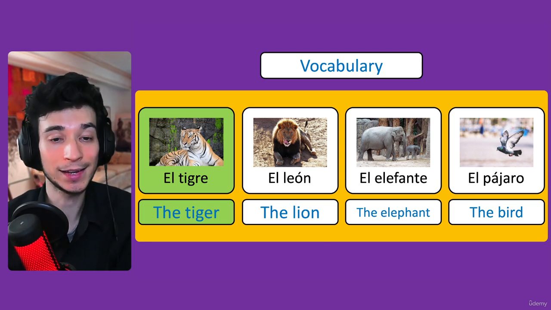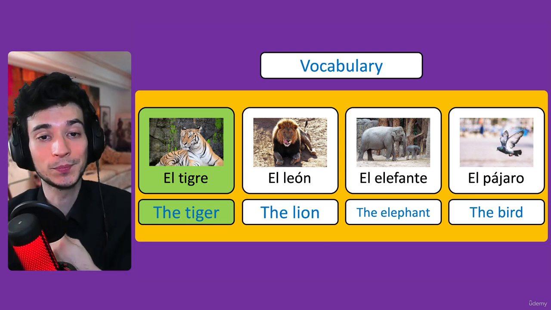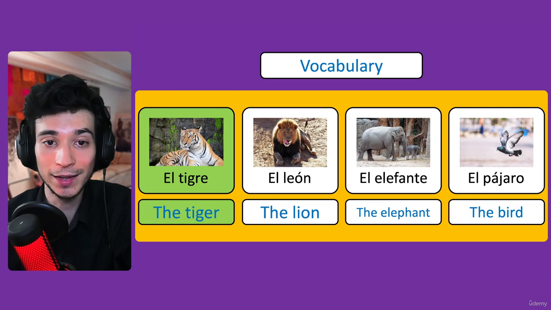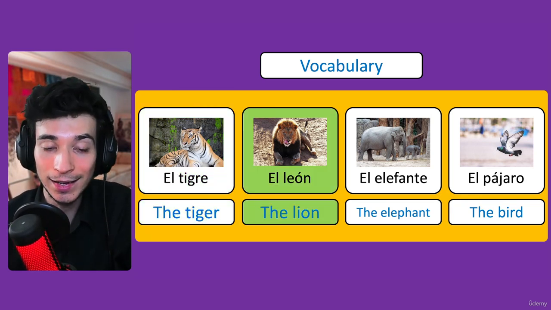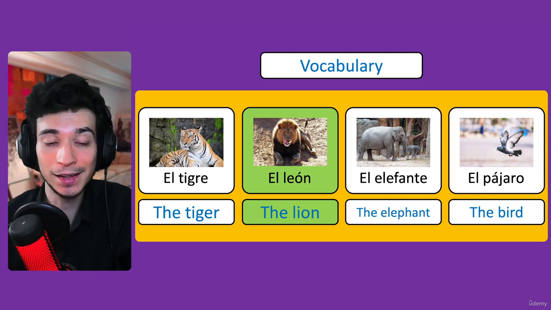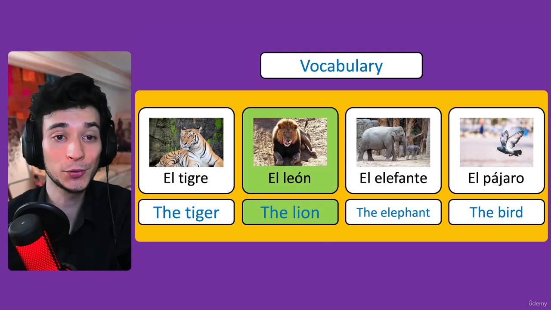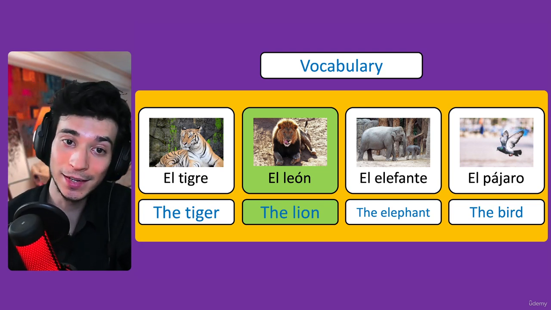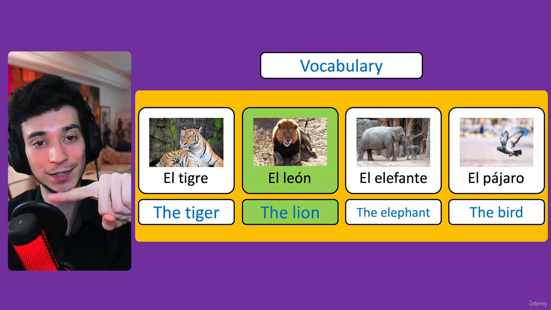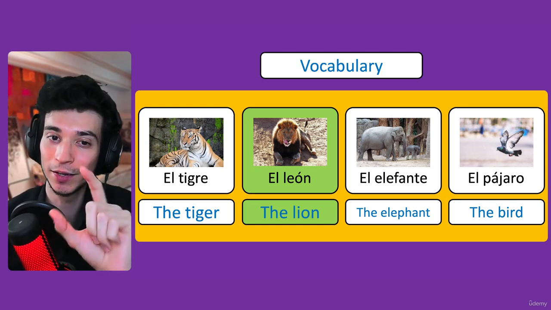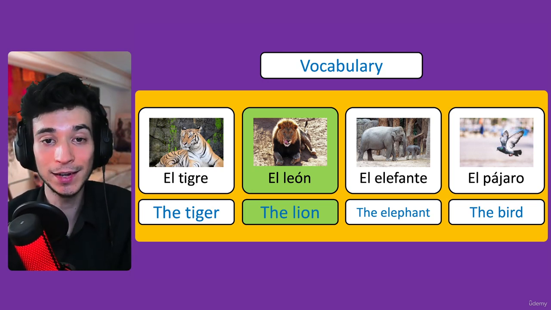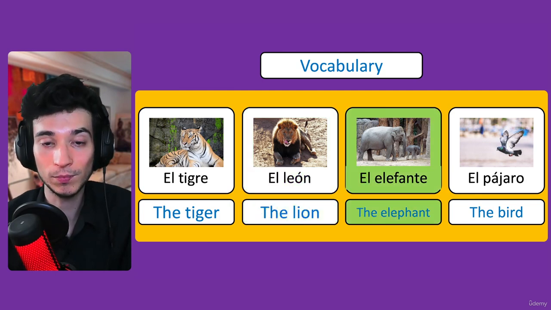El tigre, the tiger. Tigre. And then we have el león, the lion. El león. So tigre and león, they're close enough to English, you can understand them. Tigre, so you kind of move the R before the E for tigre, and English tiger. So you kind of just switch the letters E and R. El tigre, el león, and the next one, el elefante.